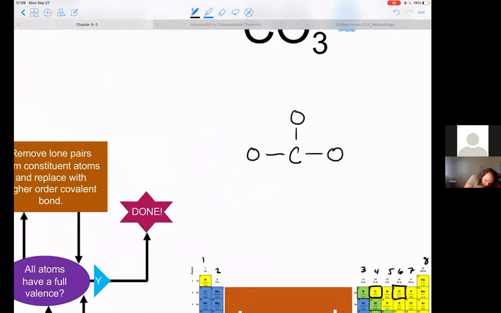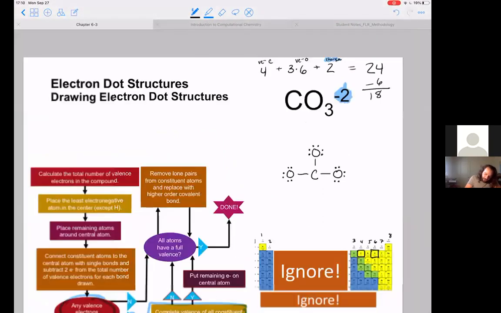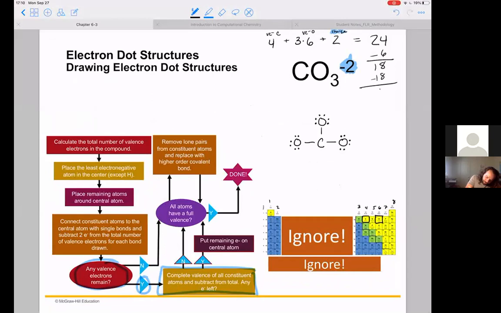All right, so 1, 2, 3, 4, 5, 6 completes its valence. 6 completes that oxygen's valence, and 6 for that oxygen. So that means 18, we're left with 0. All of our electrons are now down on the board. Do we have any electrons remaining? No. Now we have to check if all of our atoms have a full valence, and we see that we have this problematic carbon in the middle. It's got 2, 4, 6 electrons, so it does not have a full valence.